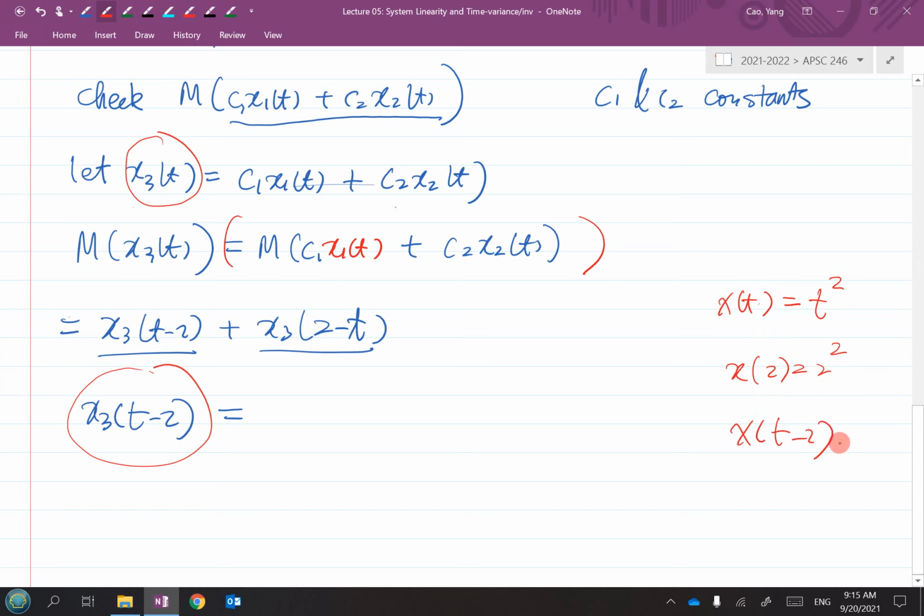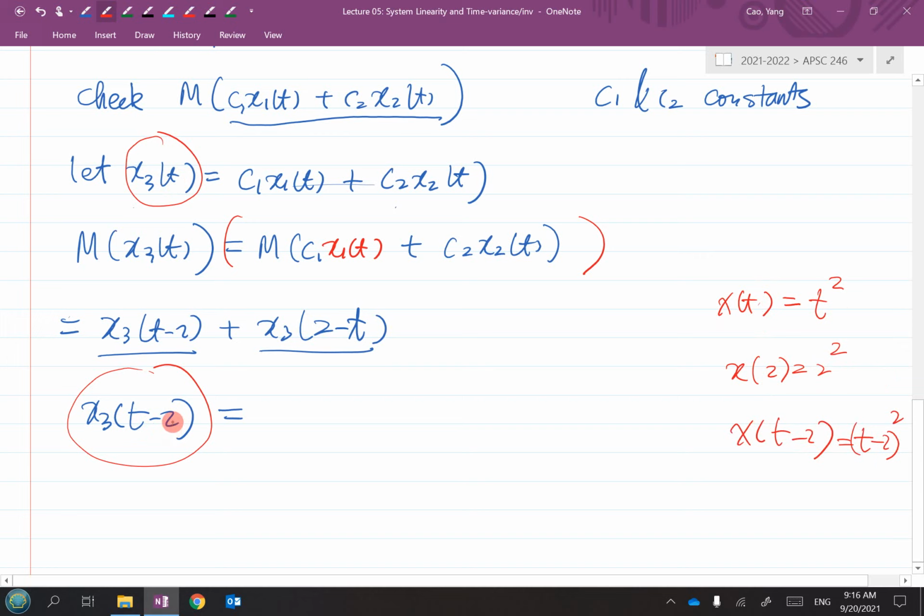Exactly, you do the same thing, right? You replace the t with t minus 2. So the point essentially here is, if there's a change inside the bracket, you're changing the original variable t into whatever the new change is. So then you do the replacement accordingly. Right? So now my change is I'm changing t into t minus 2.